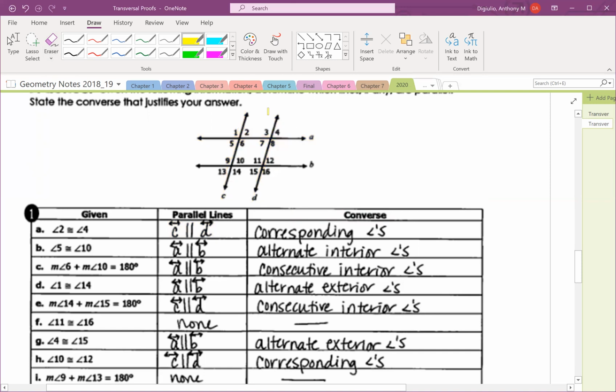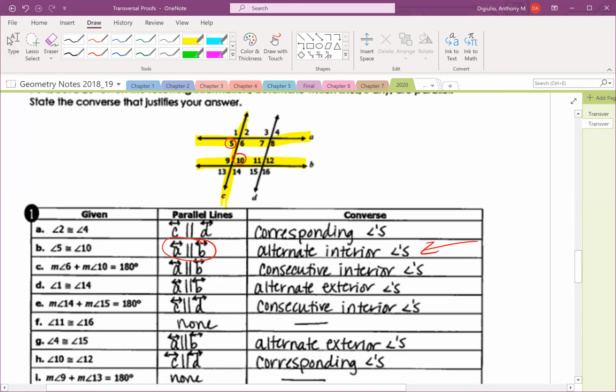Let's try one more, and then we'll start looking at the section below. So we've got angles 5 and 10. Let's start with our converse first. Based on what I see, if 5 and 10 are congruent to each other, what's their relationship? Well, they're alternate interior angles. So since they're alternate interior angles, we know that two of those lines are going to be parallel to each other. So I'm going to highlight the two that touch angle 10 and the two that touch angle 5. And from the looks of it, A and B are going to be the ones that are parallel to each other.